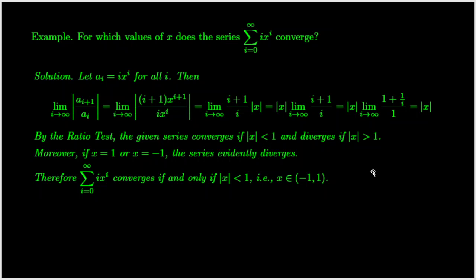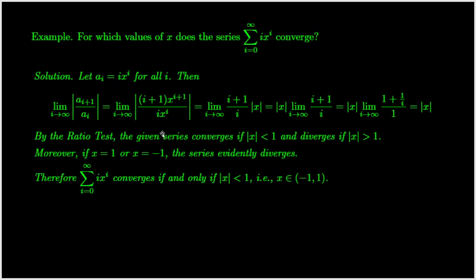We'll work on an example question. In this question, the limit needed for the ratio test equals the absolute value of x. By the ratio test, the series converges if the absolute value of x is less than 1 and diverges if the absolute value of x is greater than 1.